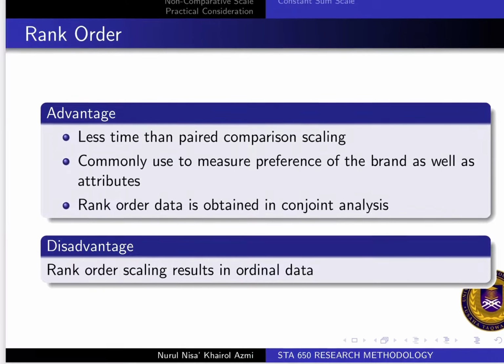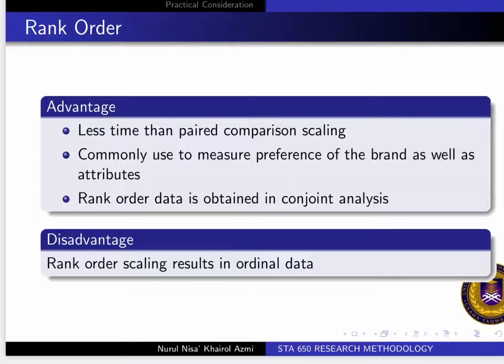Okay, the advantage of rank order is that it takes less time than paired comparison scaling. Because when you do a paired comparison, if you have too many items to be compared, it takes time. While for the rank order, you already have the list, and then you just put which one is the most preferable, or which one is the most important, according to your preference.